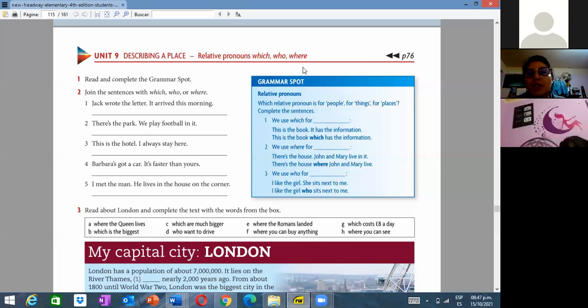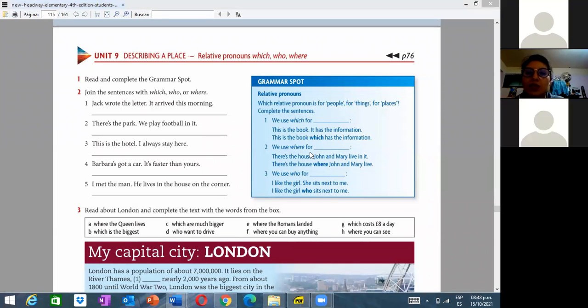The principal characteristic is that we use relative pronouns to join our sentences. Okay, that's the principal characteristic of these relative pronouns, to join our sentences. Okay, which, who, and where. And now we are going to learn the grammar part, please, and you are going to understand better.